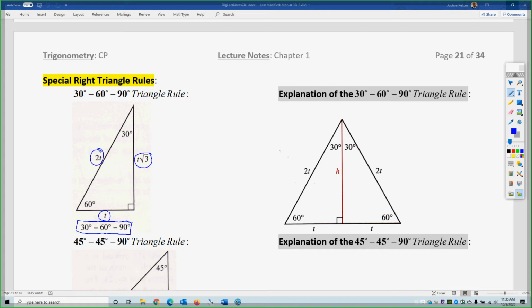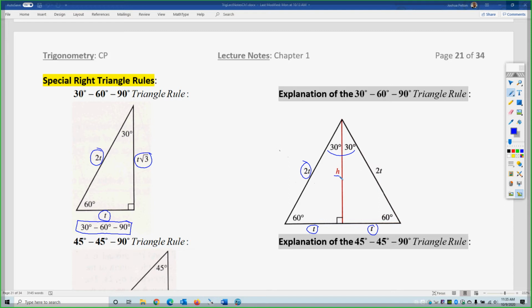So the question is, how do we arrive at that? Well, if we take two 30-60-90 triangles together, you get a 60-60-60, which is an equilateral, equiangular triangle. Thus, if this is t, a whole side is 2t. So that's how we arrive at the 2t, because it's twice as long. Add the two t's together.